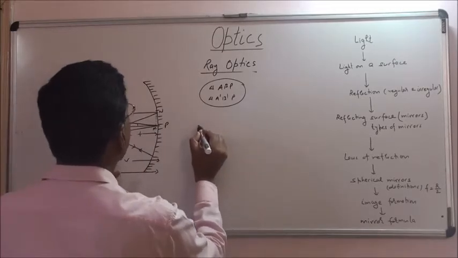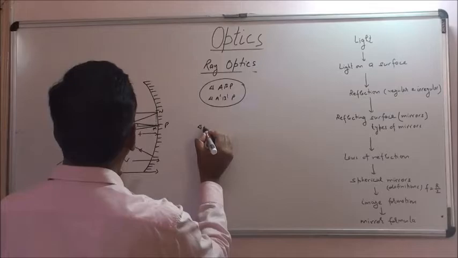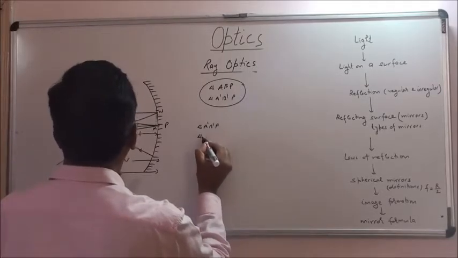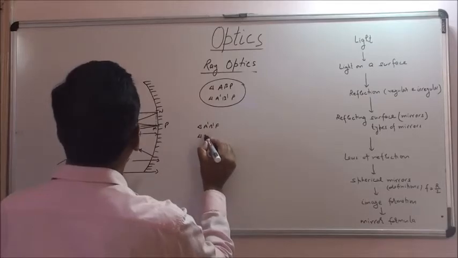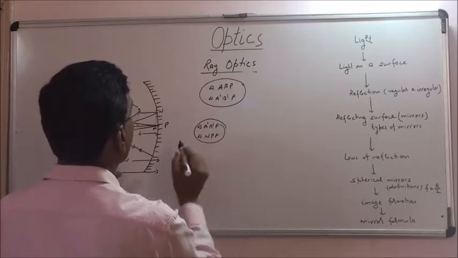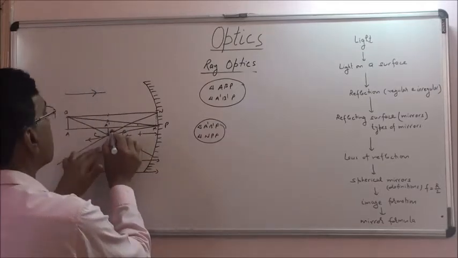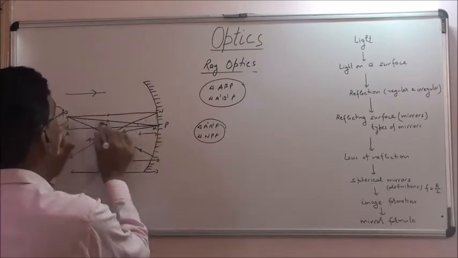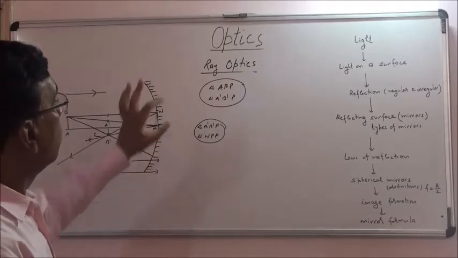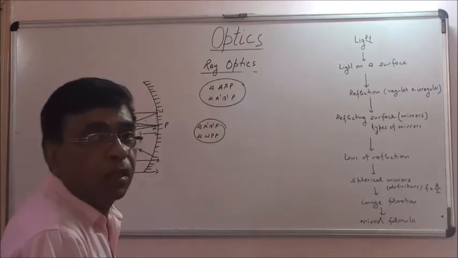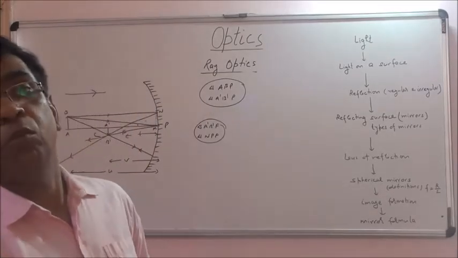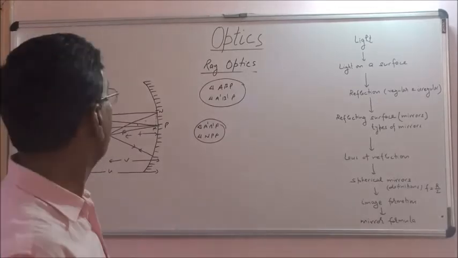Okay. This triangle A dash, B dash, F, and triangle N, P, F. So this triangle, and this bigger one, and this bigger one. See carefully. These are two similar triangles, and in similar triangles, the ratio of two sides is the same. So I will be using this property.